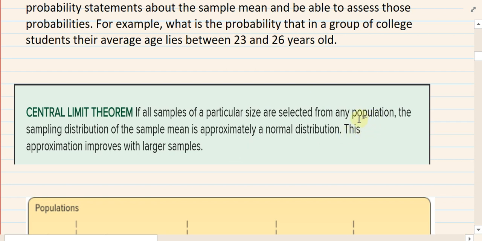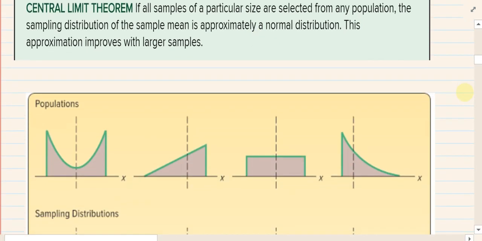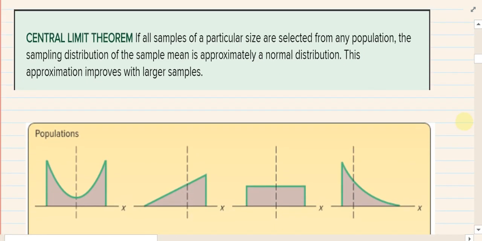It gives us the shape of the distribution. It's approximately normal. The parameters of the distribution, I'll show you in a moment. But here is an illustration of the central limit theorem, from your book. Let's say we have 4 populations that we are interested in sampling from. The first one is a U-shaped population, the second one is triangular, the third one is uniform, and the fourth one looks like some kind of exponential decay population.